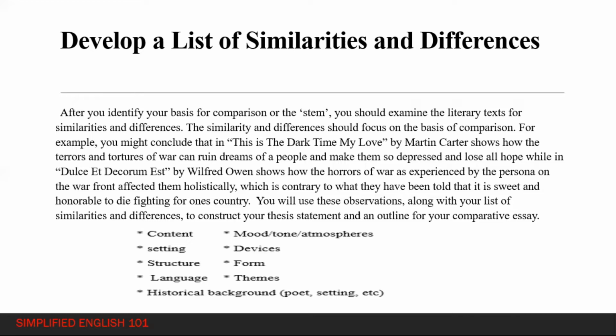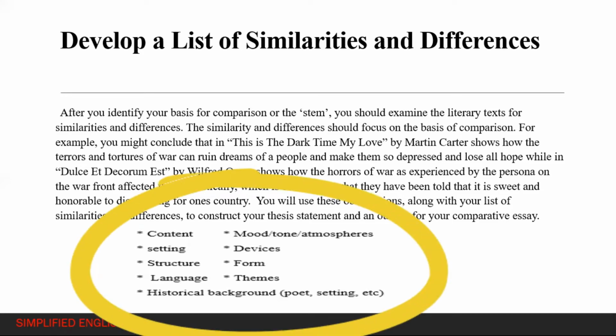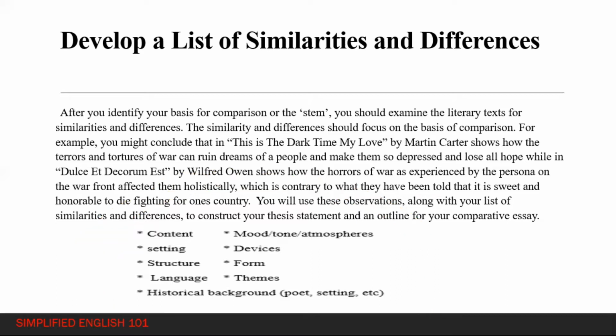Now, you're going to use these observations along with any list that you have created with those similarities and differences to construct your thesis statement and an outline for your comparative essay. Now, there are many things that you can look at for either the poems or the short stories. These are just a few. You can look at the similarities and differences in the content, in the setting or intended setting of the piece, in the structure of the piece, the form of the piece, the devices, the mood, the tone, the atmosphere, the language, or the historical background. So there are many things that you can actually compare.